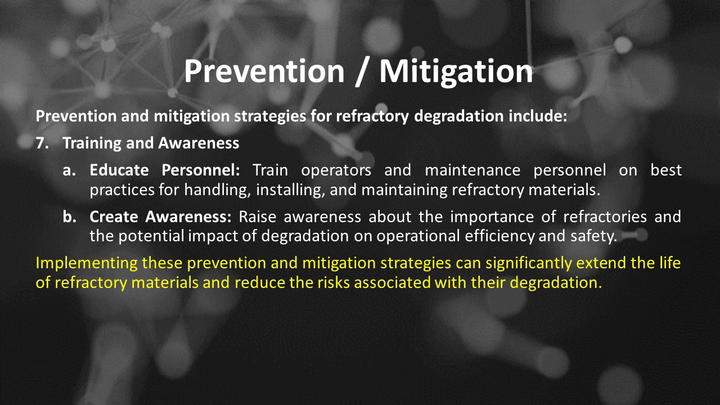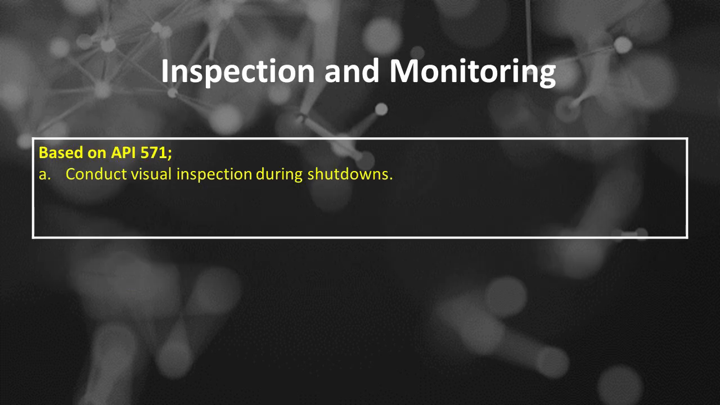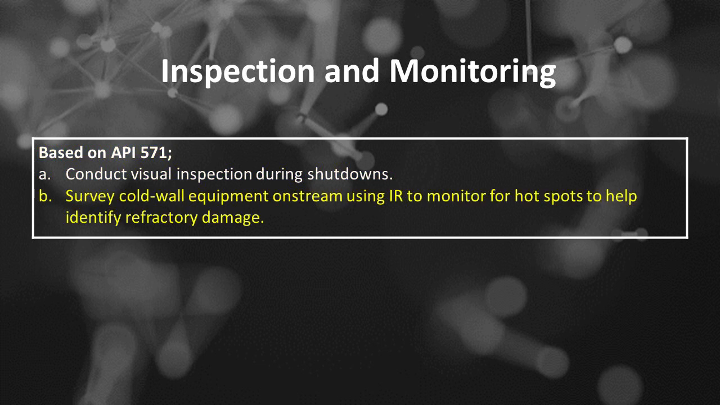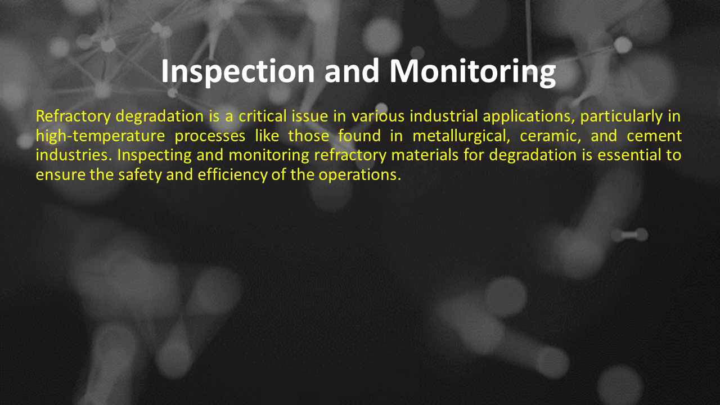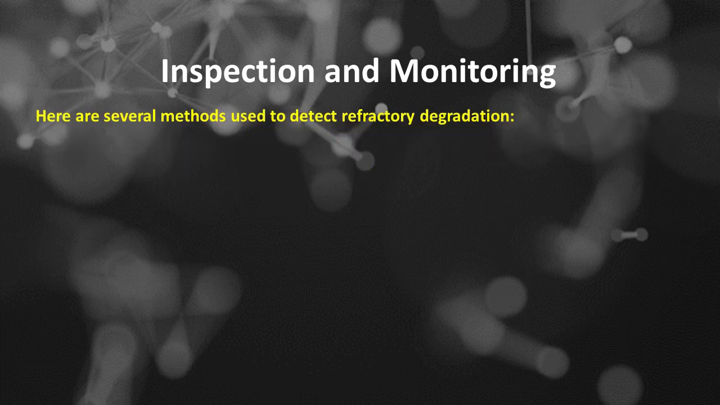Inspection and monitoring for refractory degradation damage based on API 571, conduct visual inspection during shutdowns. Survey cold wall equipment onstream using IR to monitor for hot spots to help identify refractory damage. Refractory degradation is a critical issue in various industrial applications, particularly in high-temperature processes like those found in metallurgical, ceramic, and cement industries. Inspecting and monitoring refractory materials for degradation is essential to ensure the safety and efficiency of the operations. Here are several methods used to detect refractory degradation.